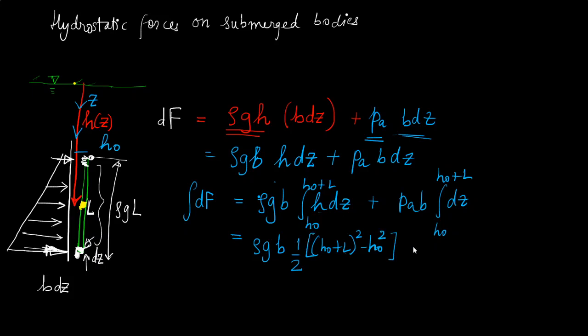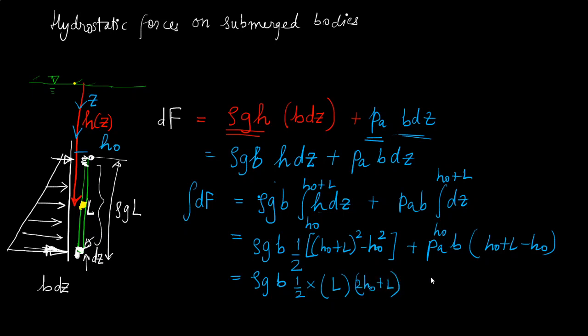This is the first term. The second term will be PA times b, and it will be simply z. So it will be h naught plus L minus h naught. So what is this? This is rho g b times 1 upon 2 times a square minus b square, which is a plus b times a minus b. So L multiplied by 2 h naught plus L, plus PA b times L. So what is this term? PA times b into L.